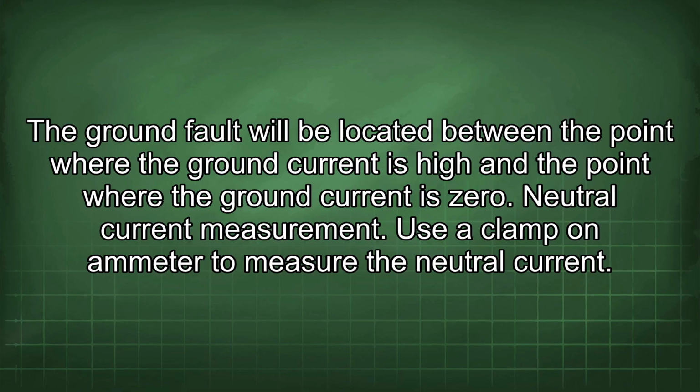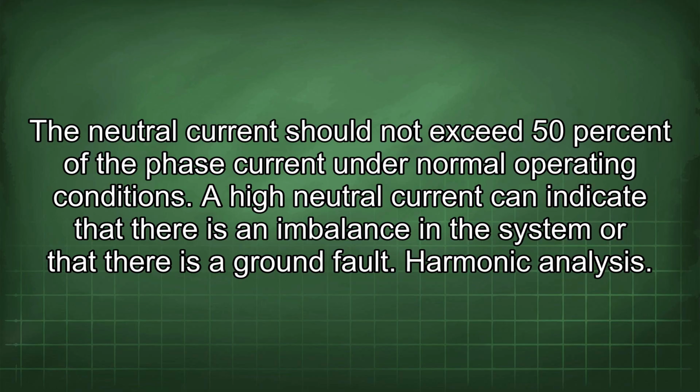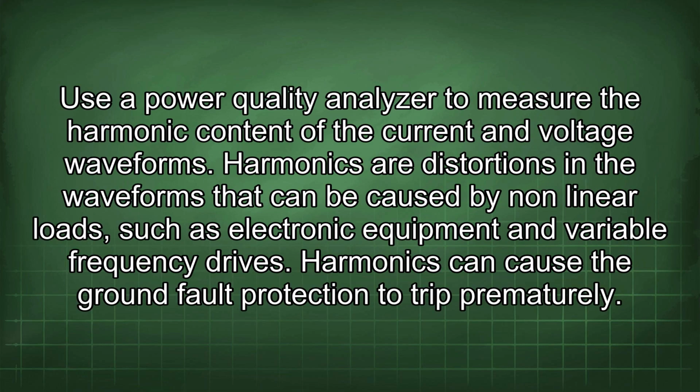Neutral current measurement. Use a clamp-on ammeter to measure the neutral current. The neutral current should not exceed 50% of the phase current under normal operating conditions. A high neutral current can indicate that there is an imbalance in the system or that there is a ground fault. Harmonic analysis. Use a power quality analyzer to measure the harmonic content of the current and voltage waveforms.